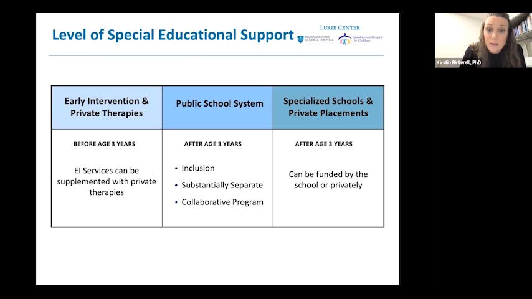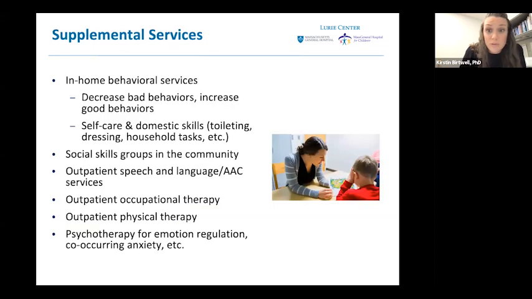And that would be similar for Mariah, for her child with ADHD. So supplemental services that might be helpful, again, are social skills groups, in-home behavioral services, outpatient speech, outpatient OT, physical therapy, and then outpatient therapy like CPT.